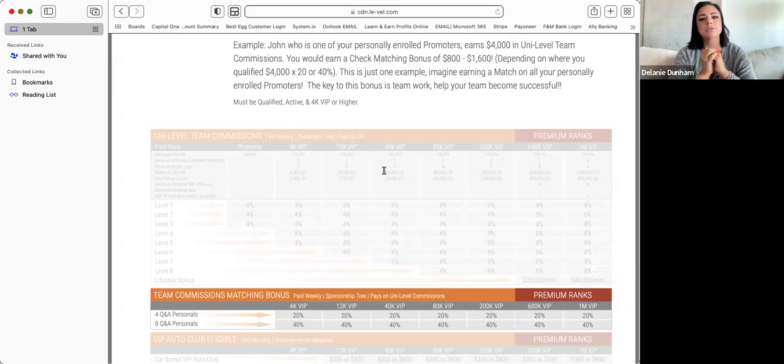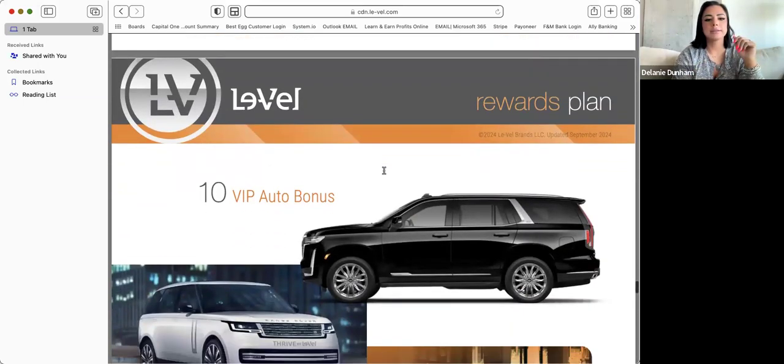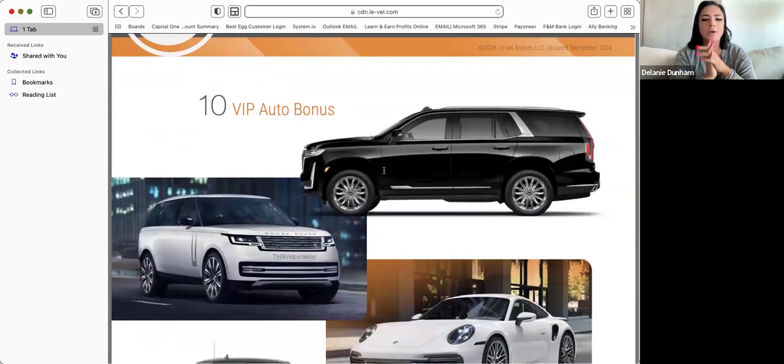So this is really crucial to help people get ranked, because this can be a really large item on your commission check, but they have to be at 4K or higher to unlock this. So let's see. And then we have the VIP auto bonus. You have to be at 12K, so $12,000 in sales, and you need to be balanced for that, which I'll go over in a minute.